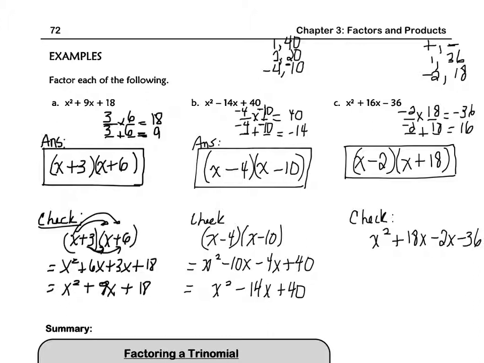I kind of skipped a step there in my check. I was just doing it in my head and writing it down at the same time. So that's x squared plus 16x minus 36, which is what we started with. So we know those are the correct factors.